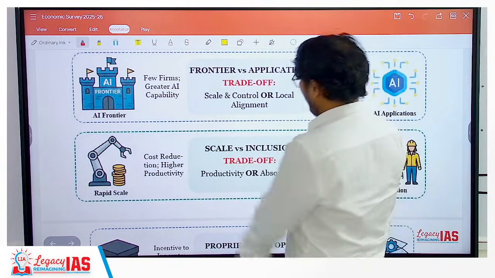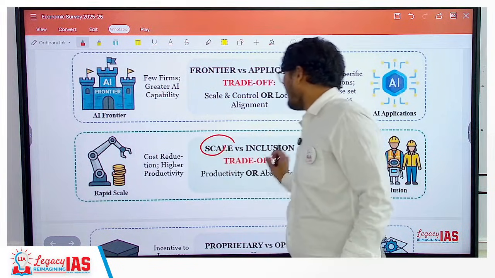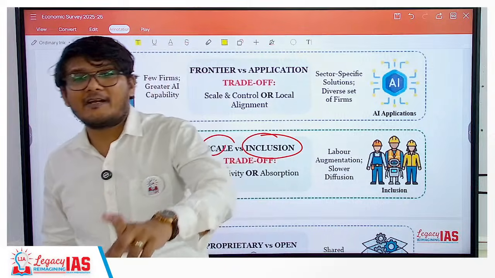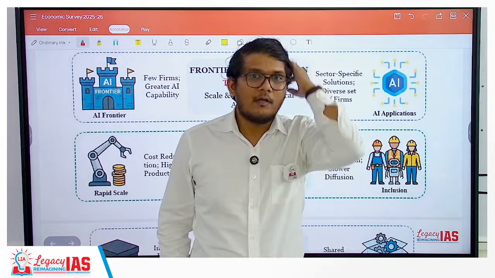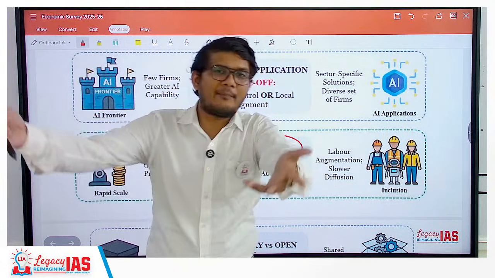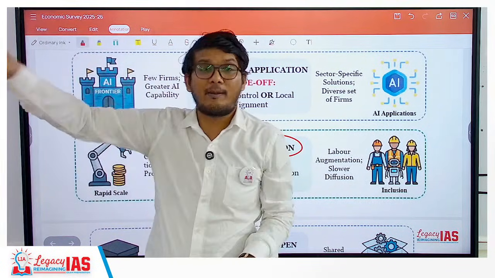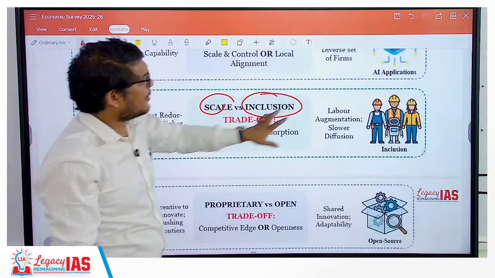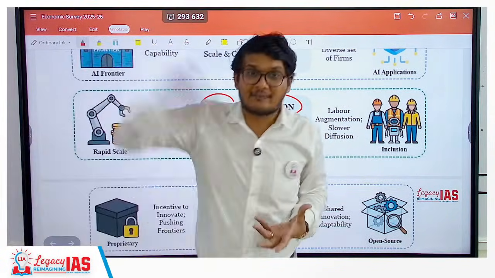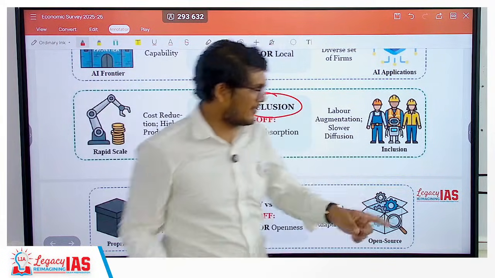So if we talk about it, you have, for example, scale plus inclusion. Scale plus inclusion means if you want to grow in artificial intelligence considerably fast, there might be a few companies which are growing faster, becoming bigger. Keep on helping them, facilitating them, they will grow a lot. But then what will happen? A lot of other companies, a lot of other labor, etc. will be left out. So do you want to have faster growth or inclusive growth? That is the question here.